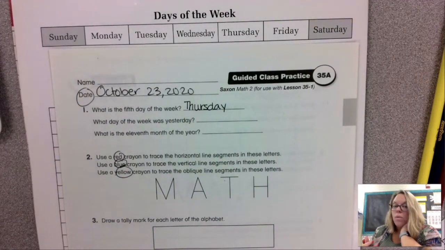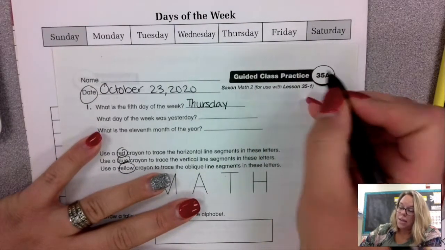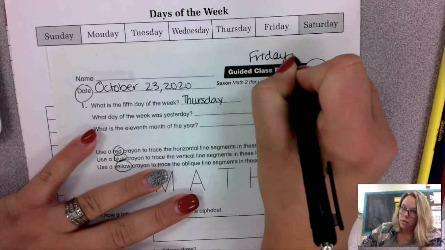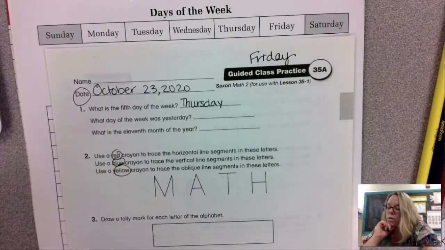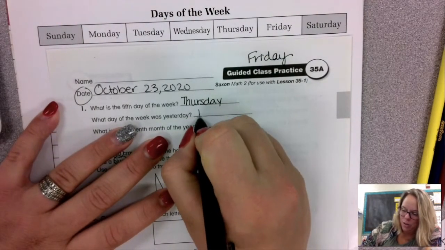And then it says, what day of the week was it yesterday? What was yesterday? Wow, today is Friday. Today is Friday, October 23rd. And if today is Friday, what day of the week was yesterday? Yesterday was Thursday. So we actually have to write the same answer twice.